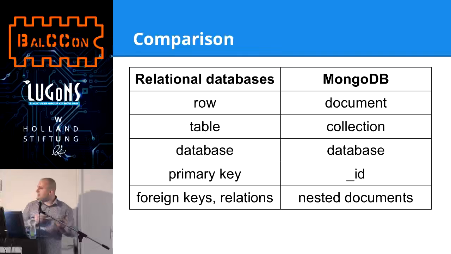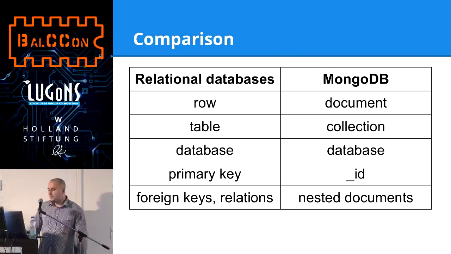On the other hand, MongoDB does not impose structure on documents. So each document inside of a collection can be different. It's logically sound to group similar documents, but they don't have to be exactly the same. They don't have to have the same fields. As in the SQL world, collections are grouped into databases. There is some implementation of a primary key, which is the underscore ID field.